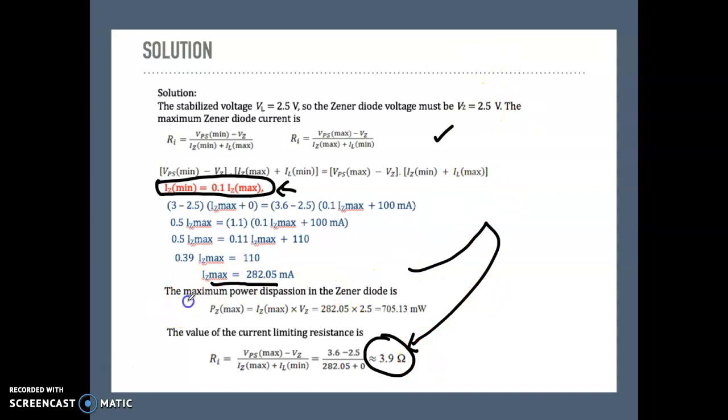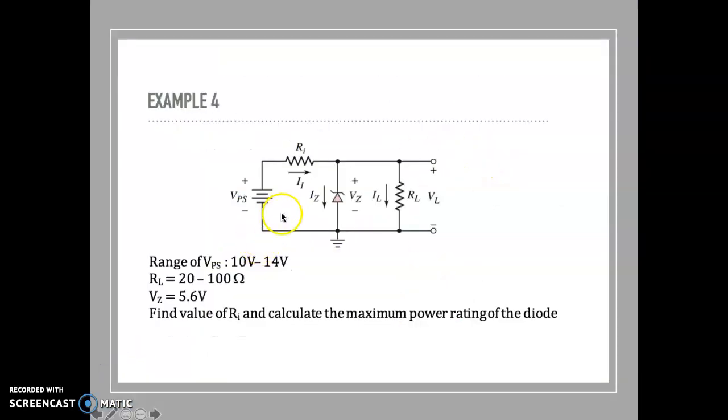The second part of the question asks about maximum power dissipation. Power dissipation is equal to IZ maximum multiplied by your VZ, the zener voltage. Just substitute all the values, and the power dissipation of the zener diode is around 705.13 milliwatt. So there are a few examples here. Try to do it by yourself.